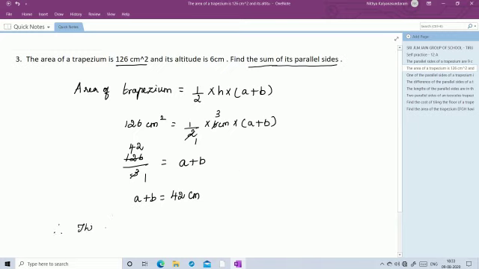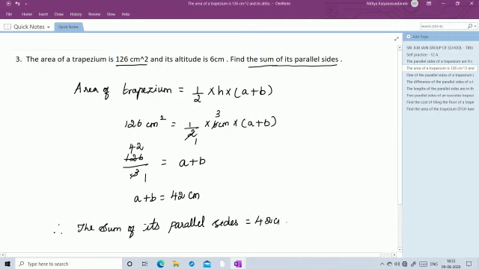Therefore, the sum of its parallel sides is equal to 42 centimeter.